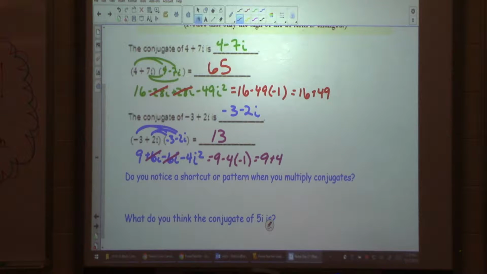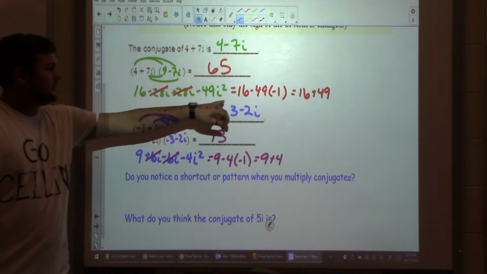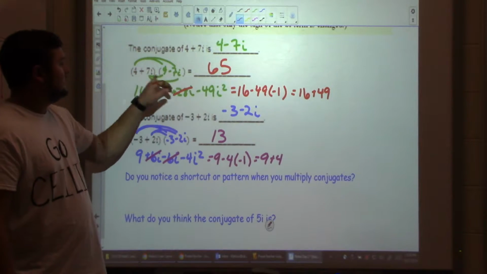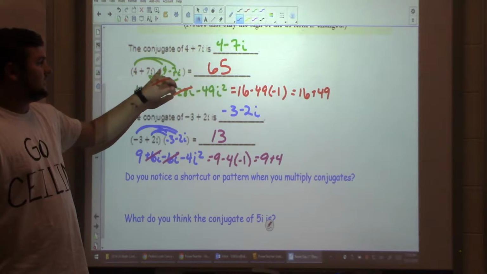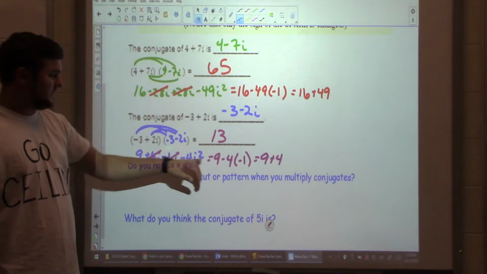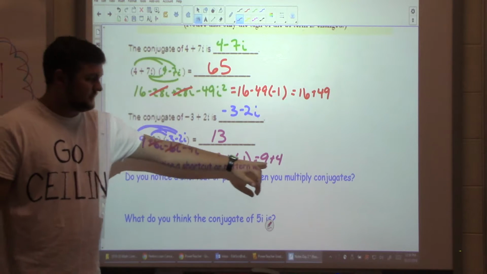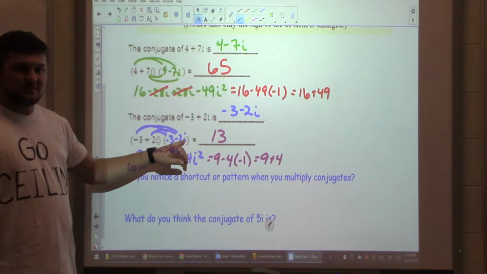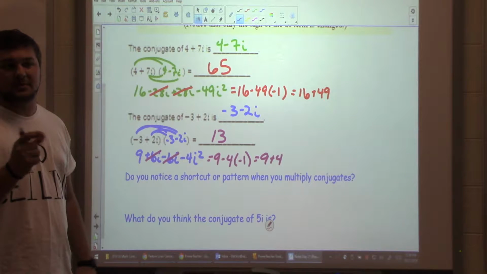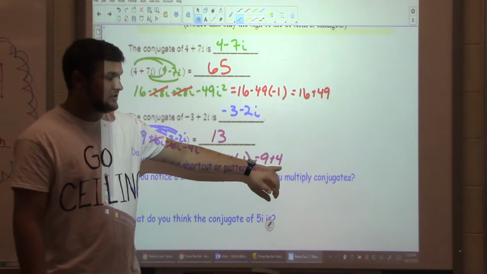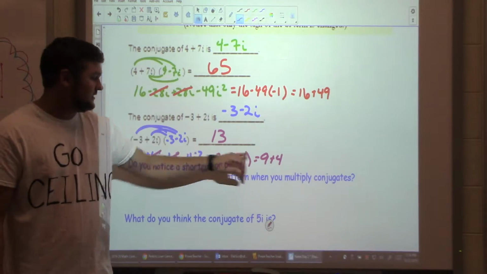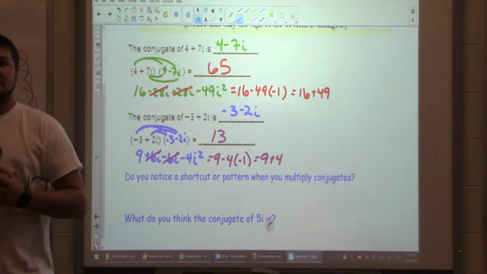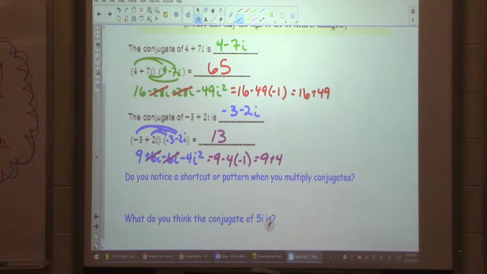Add them. No? Add what? I don't know. 16 is what? 4 times 4. 49 is what? 7 times 7. 9 is what? 3 times 3. 4 is? So if you just take the real and the imaginary parts and you square them, you can just add them right together. So negative 3 squared is 9. 2 squared is 4. I can add them together and get 13. So there is a shortcut when you multiply these things.